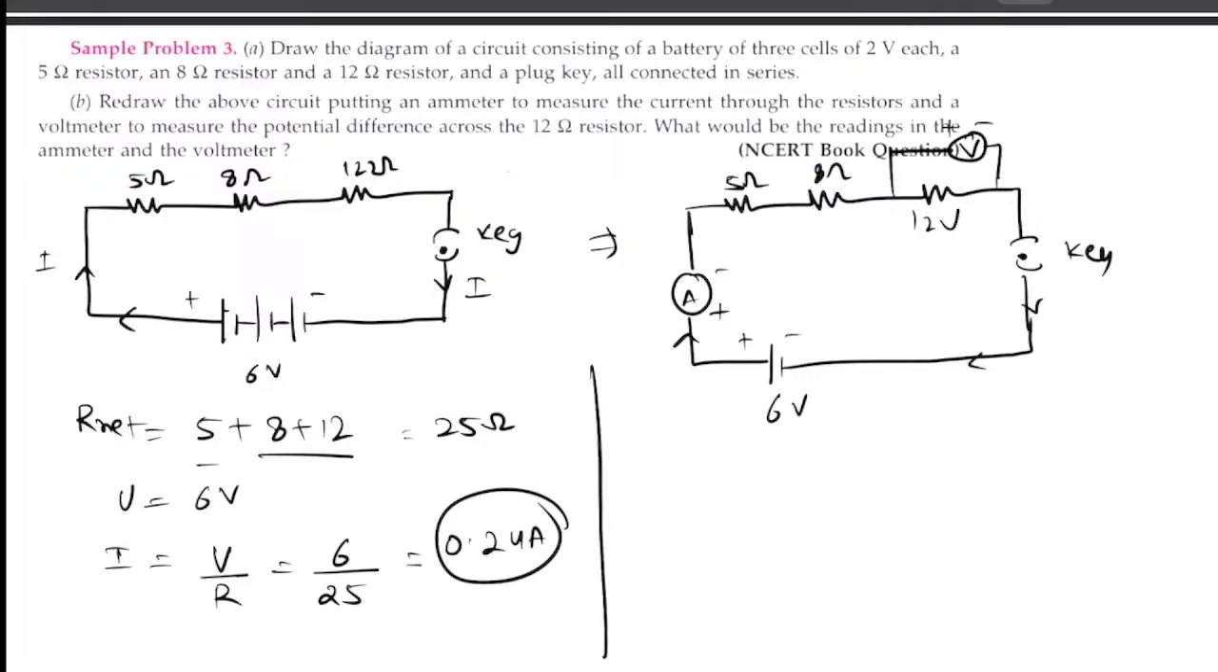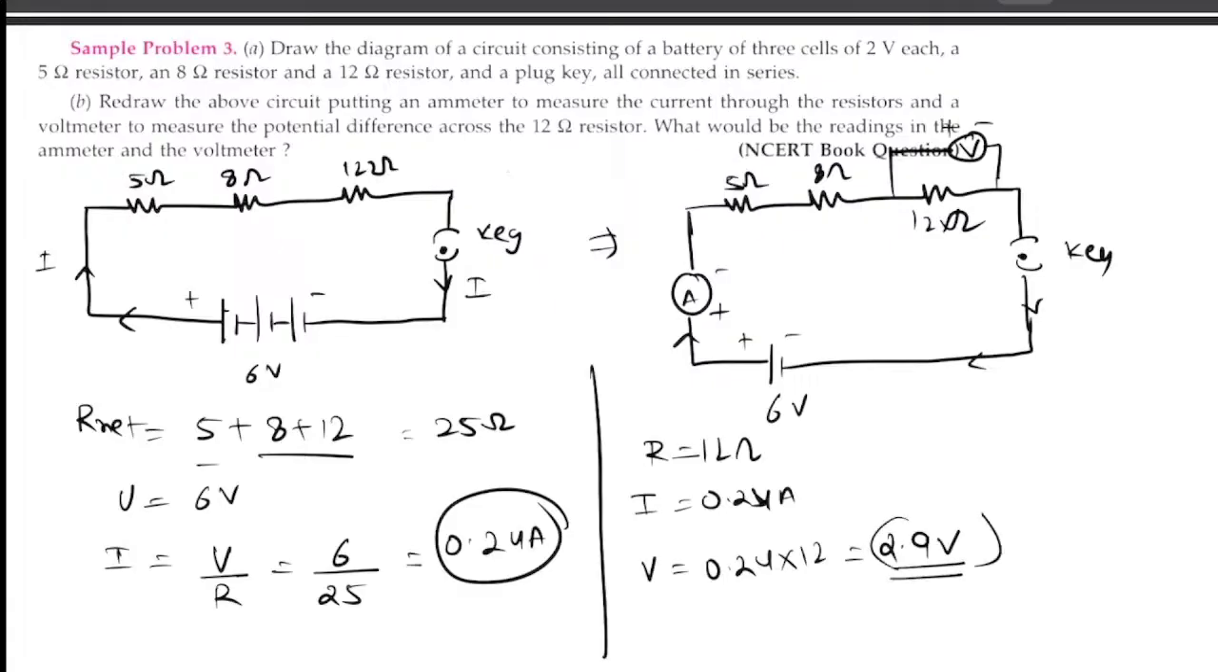Now what will be the reading of the voltmeter connected across the 12 ohm resistor? So resistance is 12 ohm and current is 0.24 amperes. So V is equal to IR, so we will be multiplying these together and this will come out to be something near 2.9 volts. Okay, so let us move to the next.